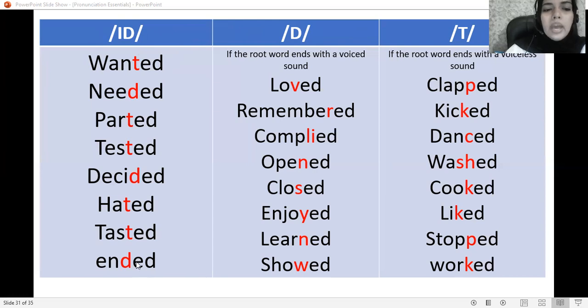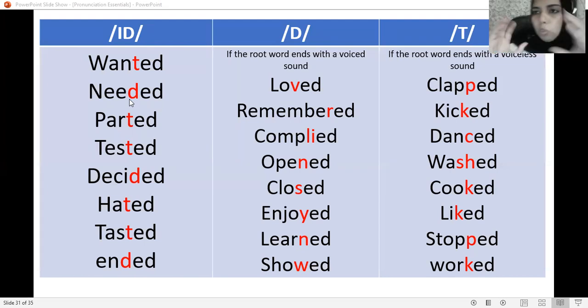So the first column we have here, as you can see, all the eds here are pronounced id. When are they pronounced id? If you have a very close look at these verbs: want, need, part, test, decide, hate, taste, there are two mutual factors that we have here, whether it's the T sound or the D sound.